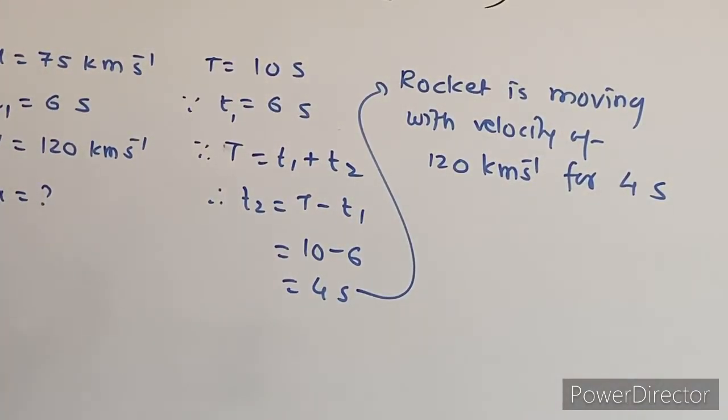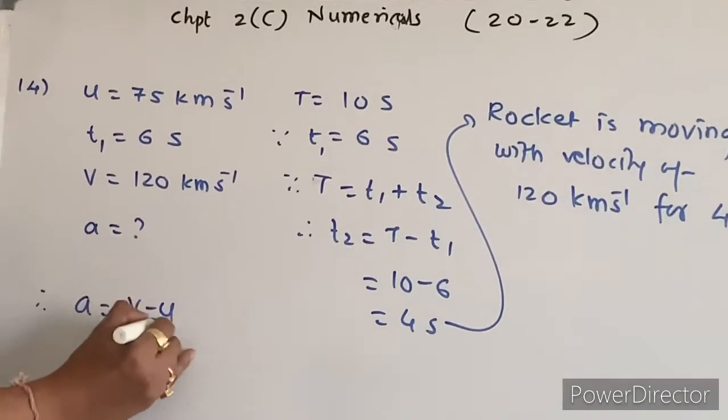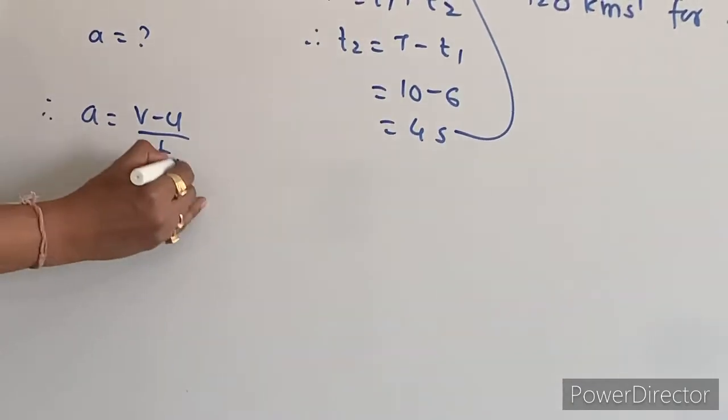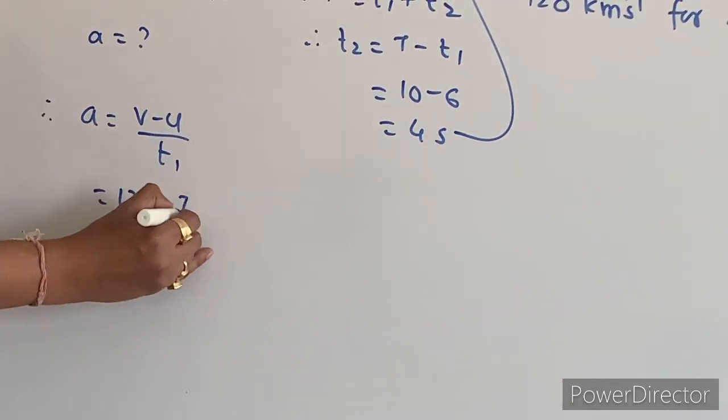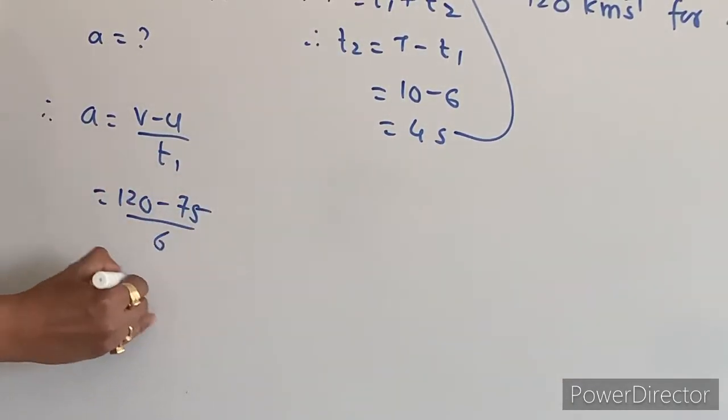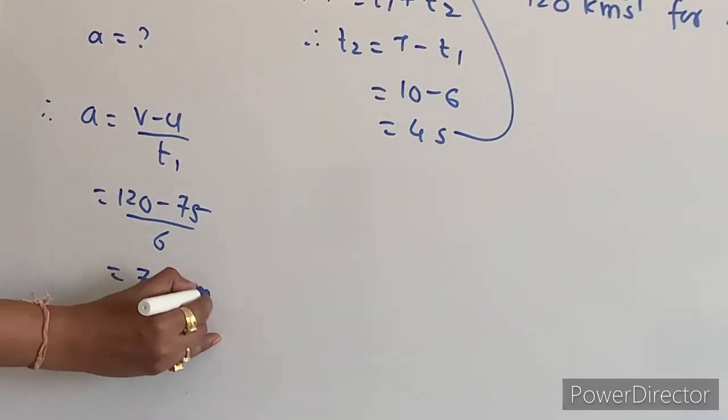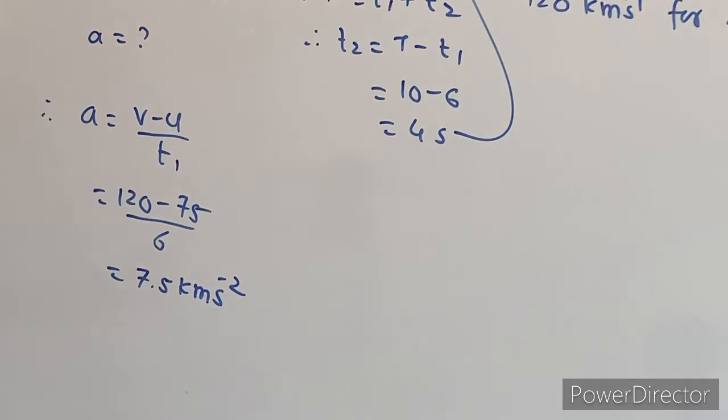Now first they want the acceleration. The acceleration is very easy. a is equal to v minus u upon t. v is 120 minus 75 upon 6. That comes out to be 7.5 kilometer per second square. Keep it as it is. Now they want the distance covered in 10 seconds.